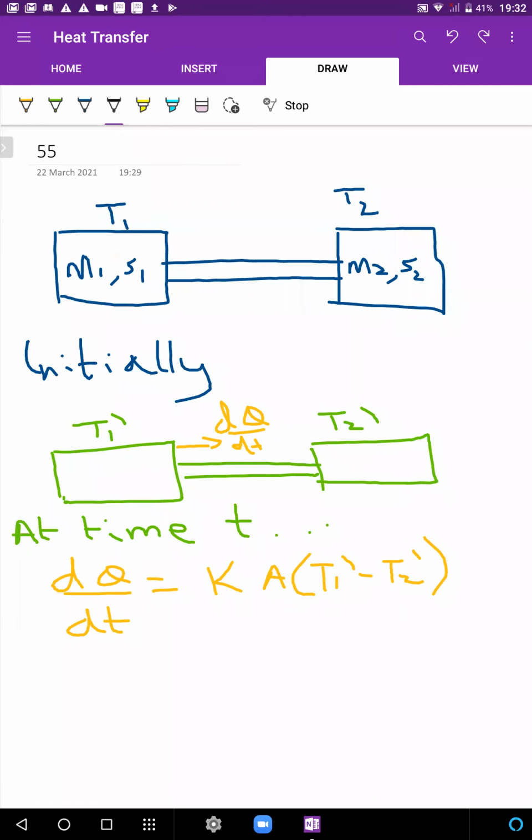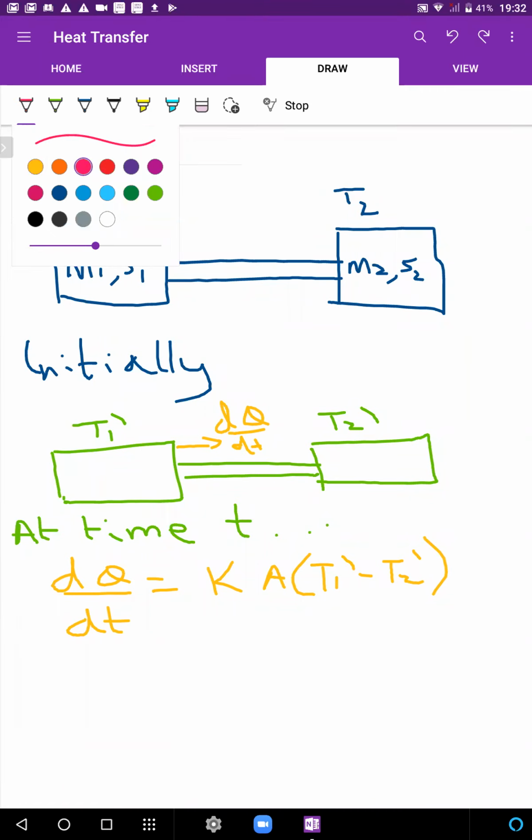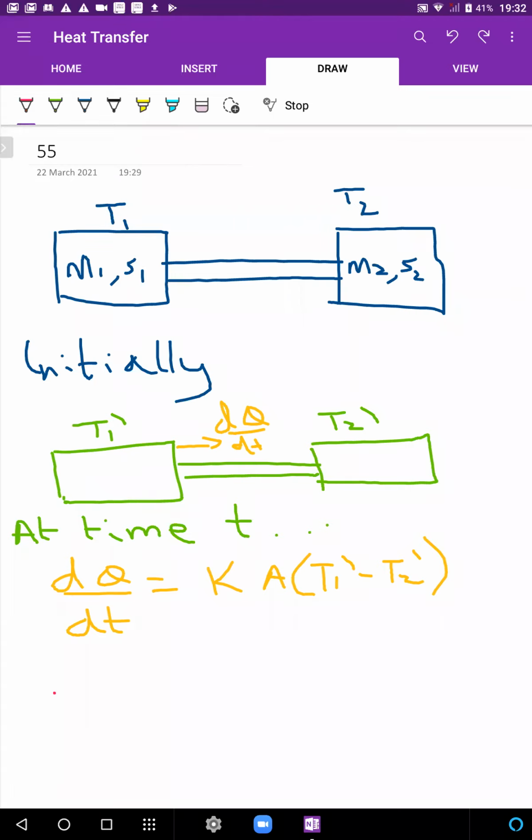How does dQ by dt relate with this temperature difference? Try to put down what you know. I think we know that dQ by dt is going to be the rate at which T2 dash is getting heated up. By dx, I'm so sorry.